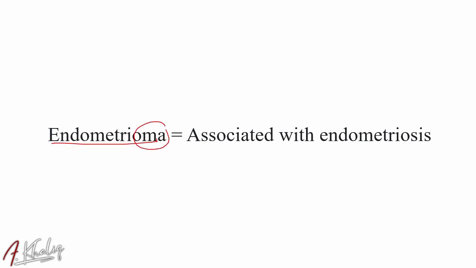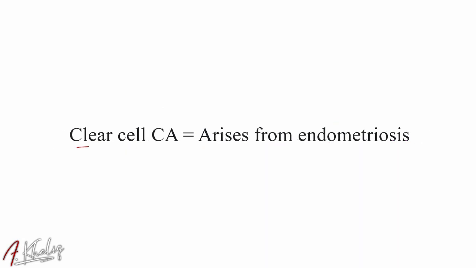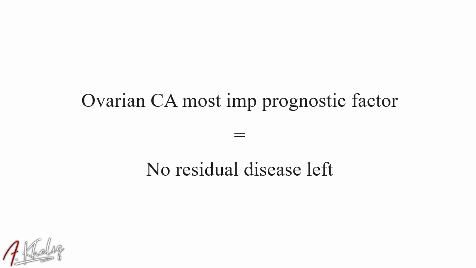Endometrioma, oma means mass, so this is just the gland and stroma of endometrium outside the endometrium. In this case, it's going to be the ovary. So endometrioma is associated with endometriosis. Clear cell carcinoma arises from endometriosis. Ovarian cancer biopsy site is always the omentum. Now, the most important prognostic factor for ovarian carcinoma is no residual disease left behind after the surgery.